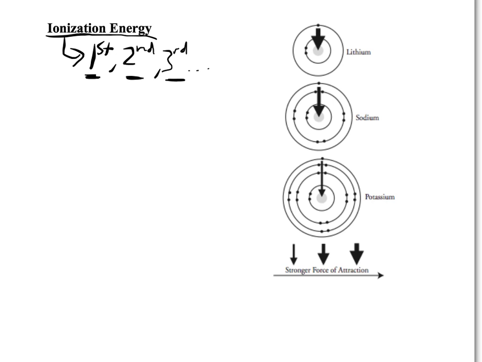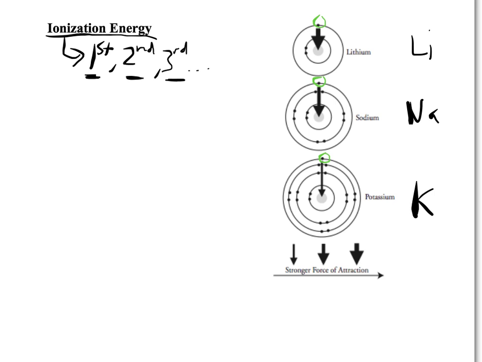So first, we'll talk about going down a group. Let's look at the diagram on the right. As you move down a group, so down the alkali metals, from lithium to sodium to potassium, what we can see here is all these elements have the same number of valence electrons. They have one valence electron. But as we go down the group, the size of the atom gets bigger. Potassium is a much bigger atom than sodium and then lithium.